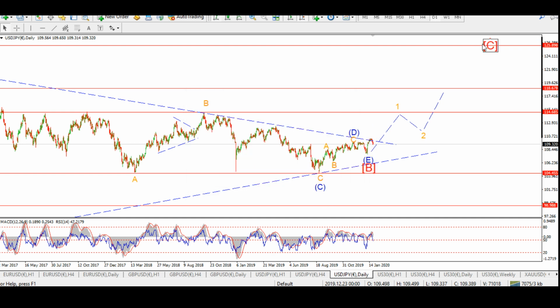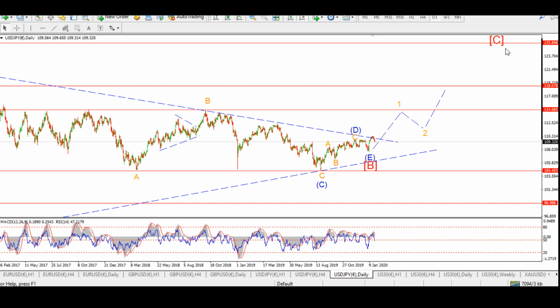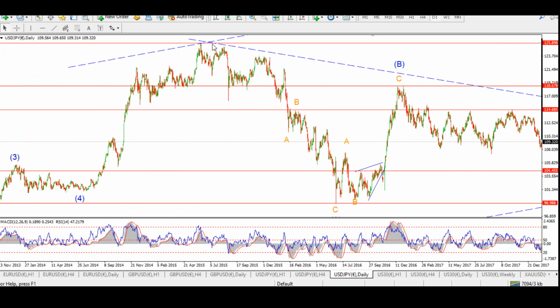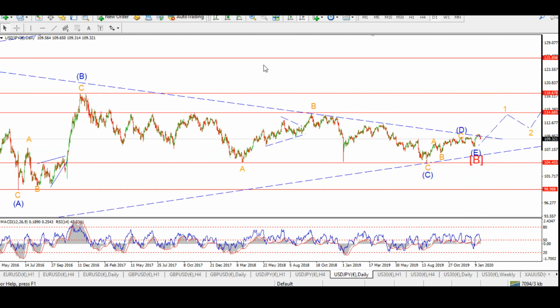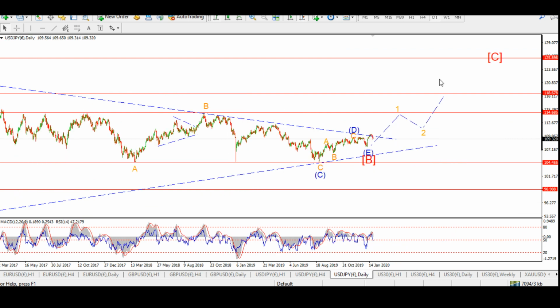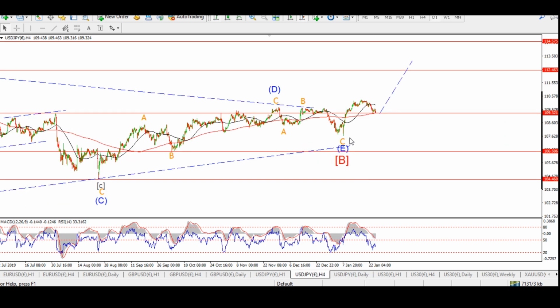Wave C would continue higher in 5 waves, and a minimum target 125.89 would be the top of the previous structure. So that's what's on the cards. Nobody wants to believe me, but that's what the pattern seems to be looking at for the moment. Anyway, the 4-hour chart, you can see that we've had a nice push higher. We've had 3 waves in wave E, and we're pushing higher, 5 waves up, and possible 3 waves down, if not completing right now.